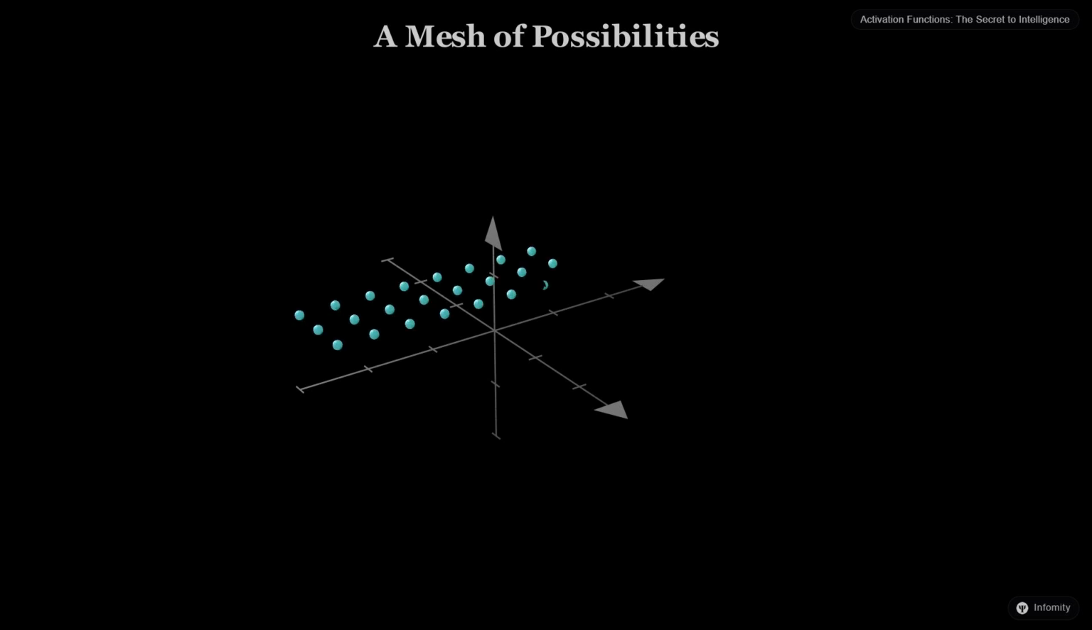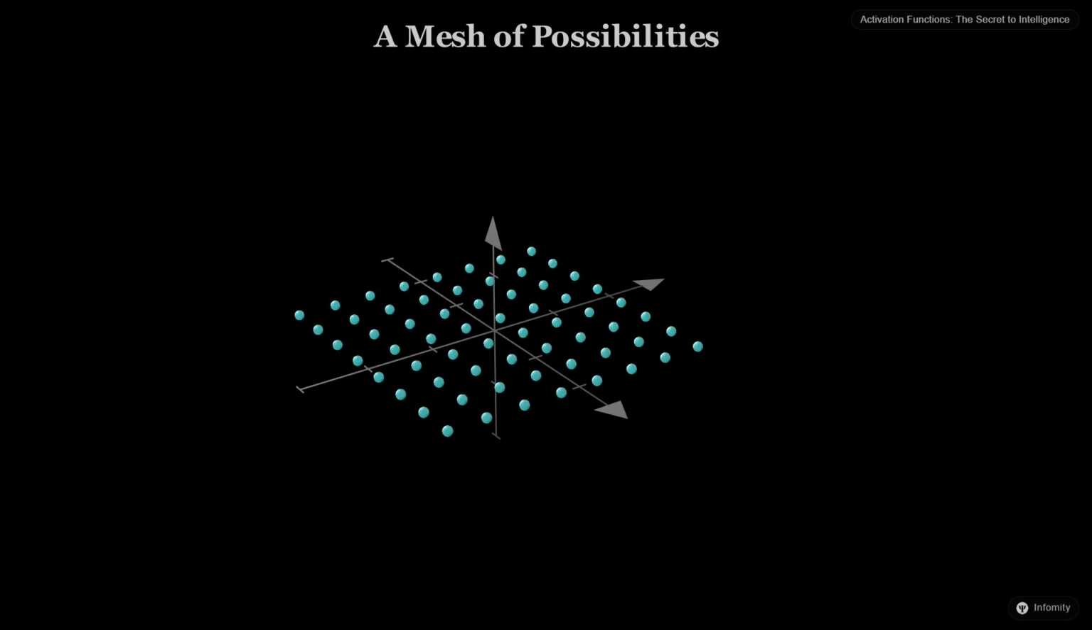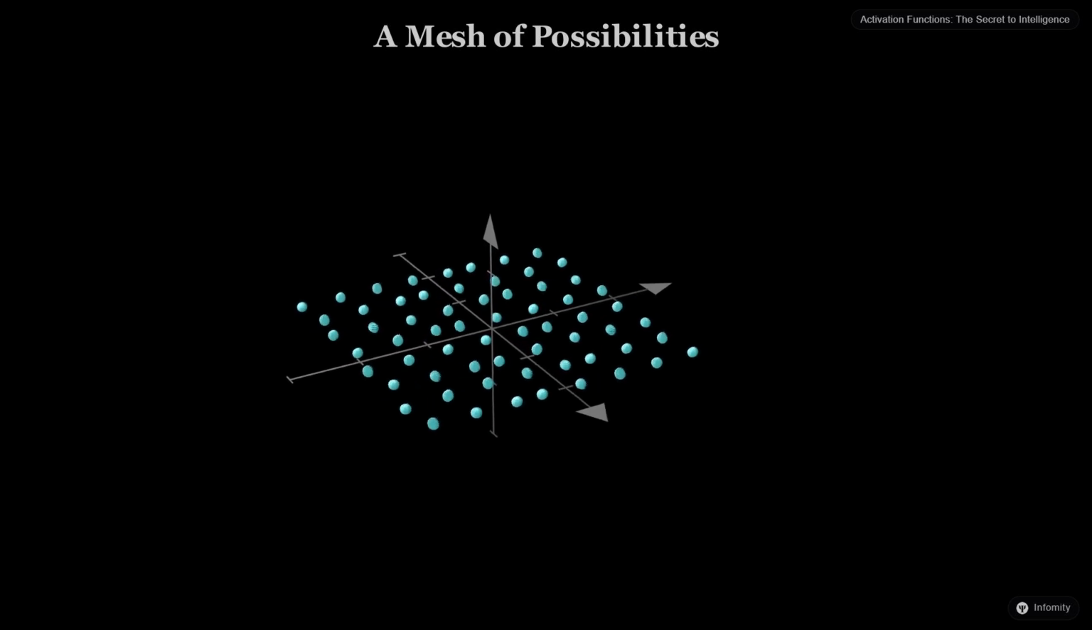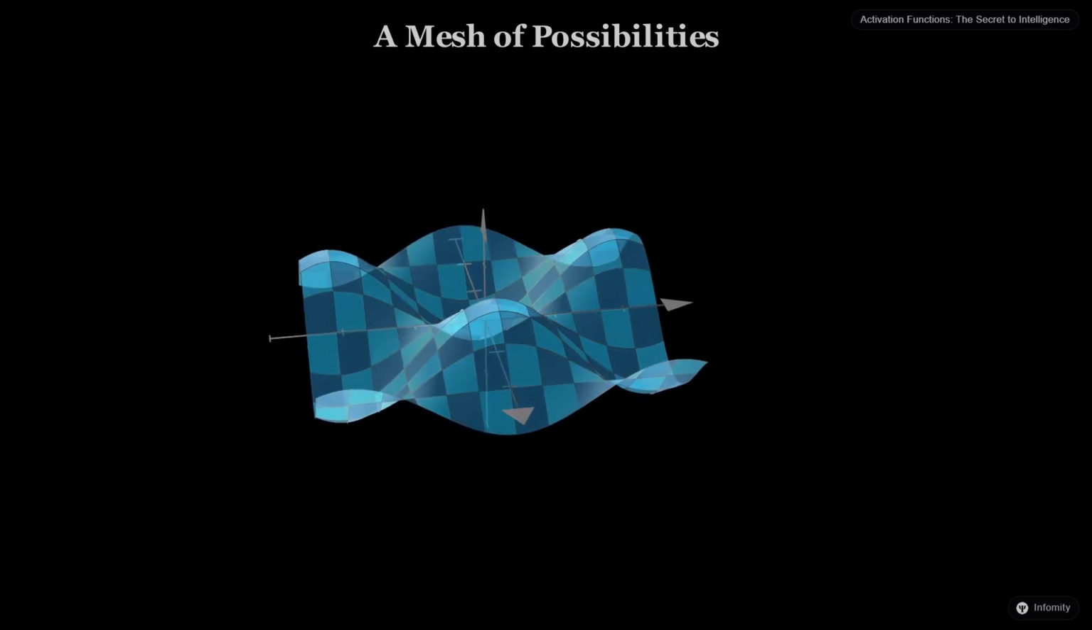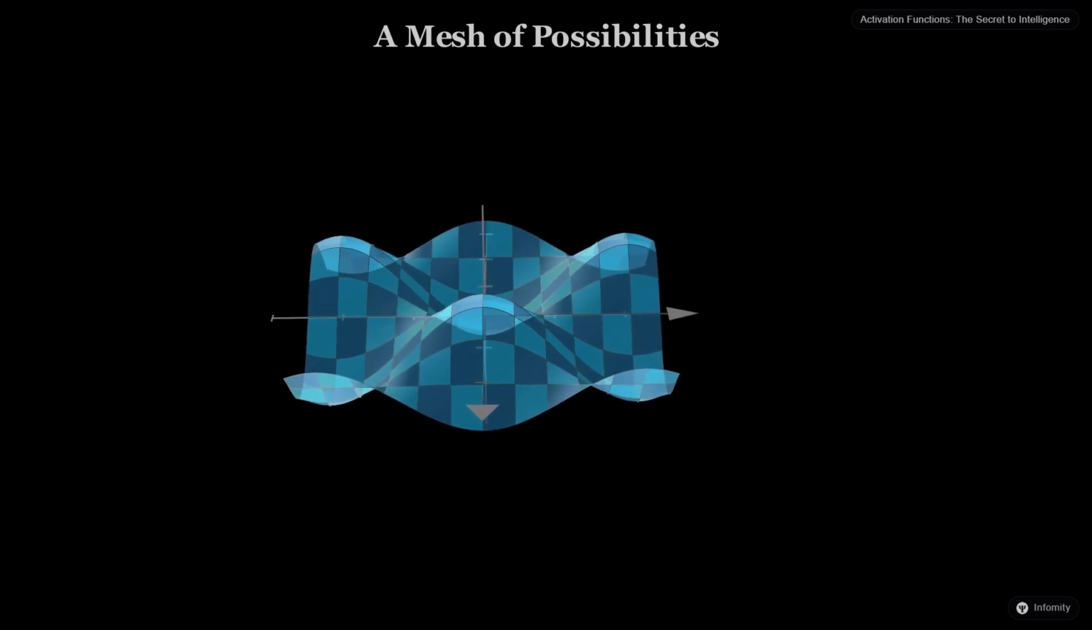When you scale this up to millions of connections, the result is a massive, flexible mesh. It is no longer just a pipeline, it is a multi-dimensional fabric that can fold and stretch to fit almost any data pattern in existence. This is why deep learning can solve problems that were once thought impossible. It is all thanks to the humble clay between the pipes.